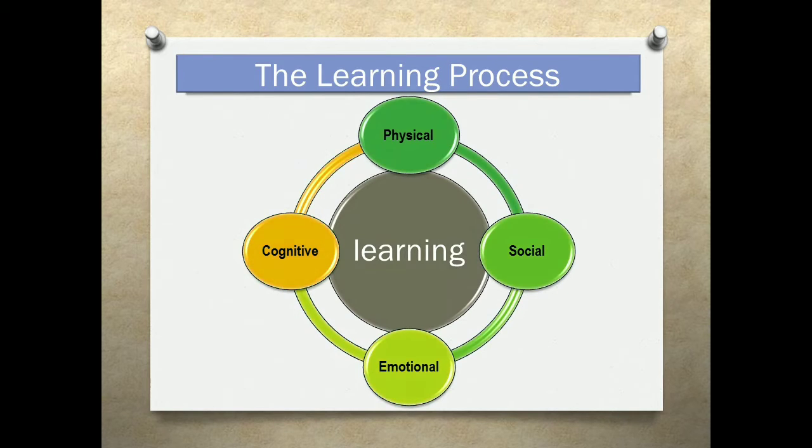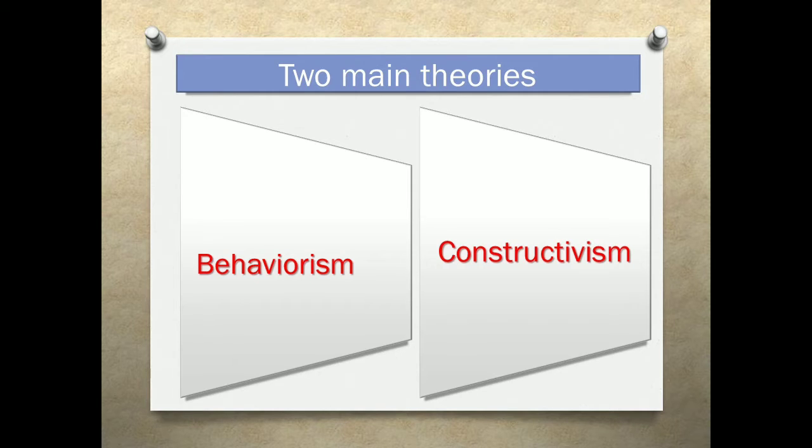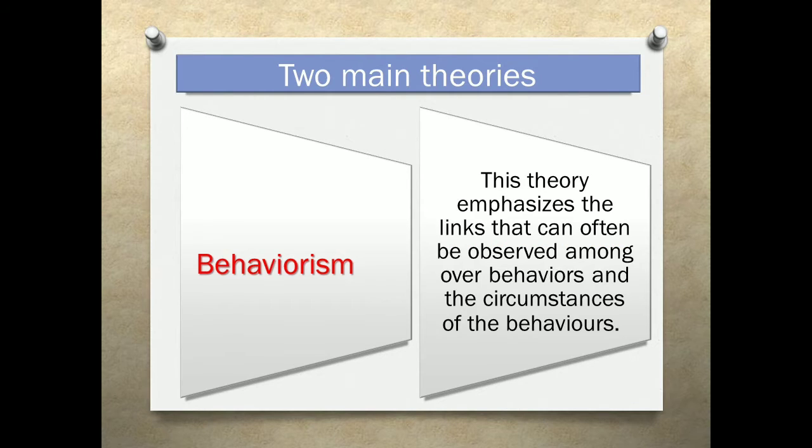The 2 main theories that are explained in this course will be mentioned also. One of them is behaviorism, and the other is constructivism. Behaviorism emphasizes the links that can often be observed among our behaviors and the circumstances of the behavior. A variety of behaviorism called operant conditioning has been used by a number of educators to explain and organize management strategies for certain students, especially those with behavioral problems.